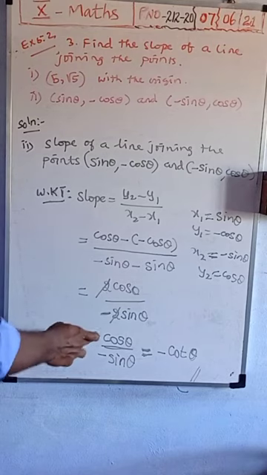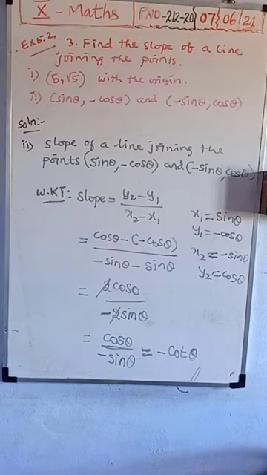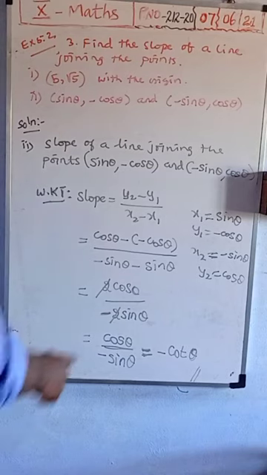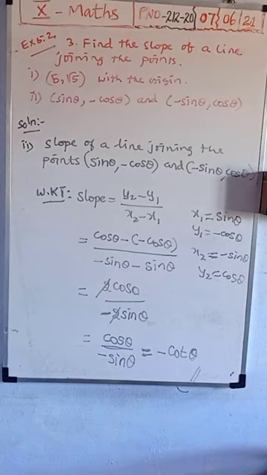The formula: cos by sin is called cot. You learned trigonometry from the 9th standard, and these are the formulas you learned there. So cos by sin is equal to cot theta, and the slope is minus cot theta. That's all.